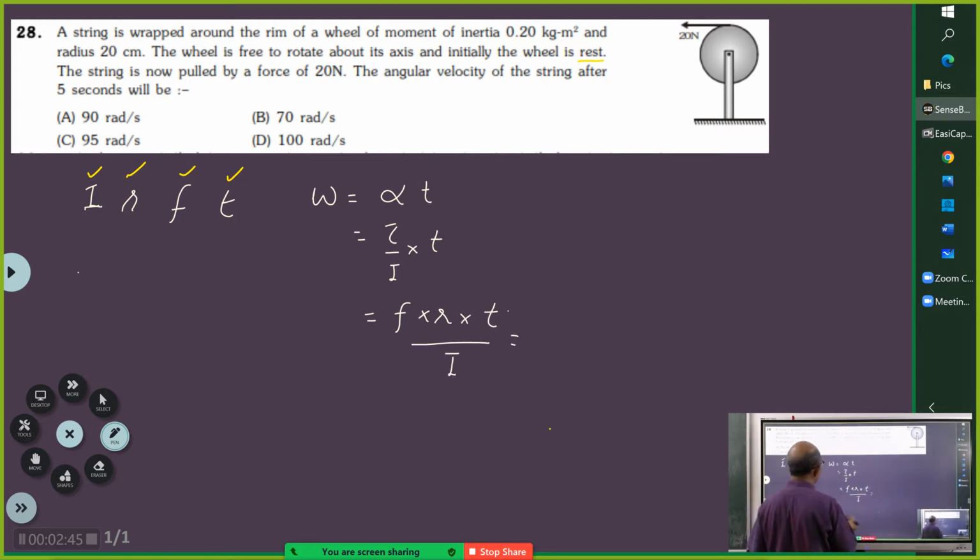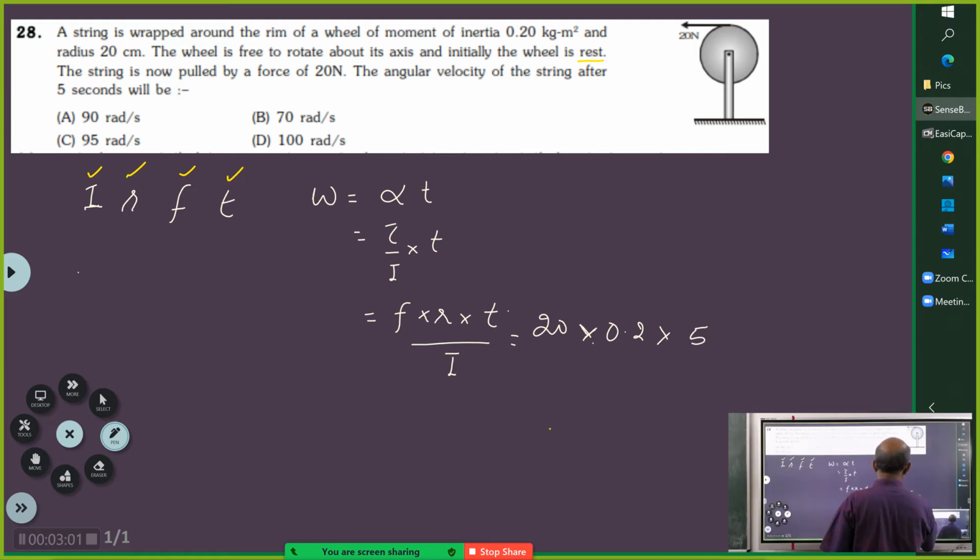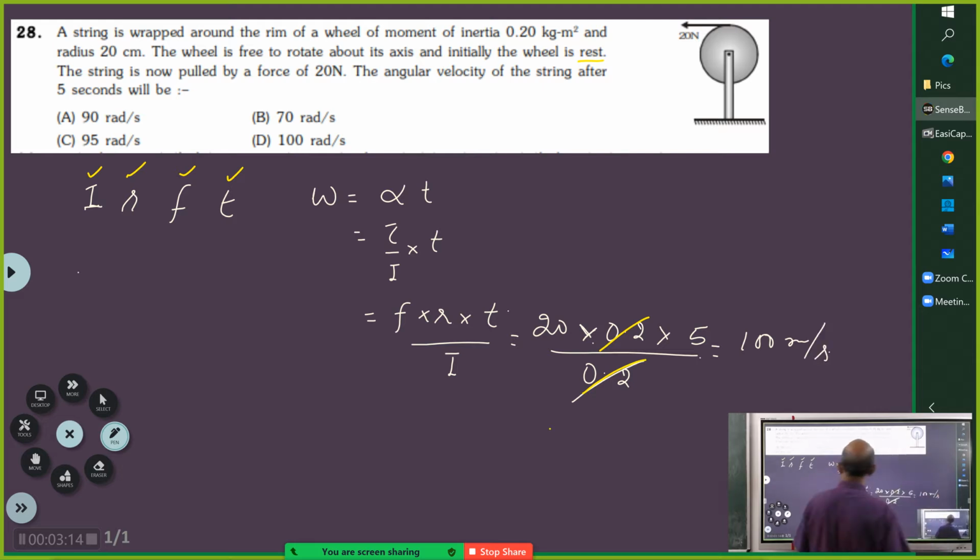They have given all these quantities. Force they have given is 20, radius is 0.2, time is 5 seconds, and moment of inertia is 0.2. So this becomes 100 radians per second. That's it. So D is the option. Anil, you also got D? Yes, sir. Fine.